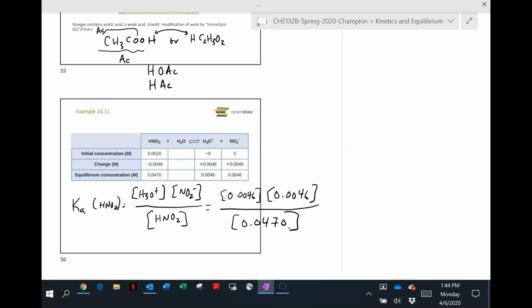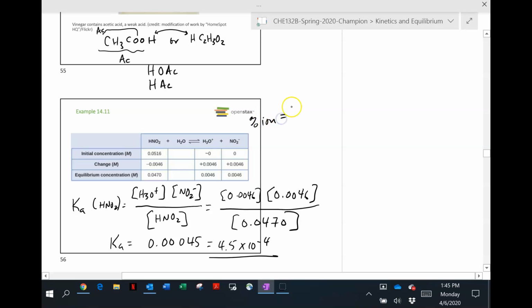0.0046 squared divided by 0.0470, and that comes out to be that Ka is 0.00045, which is 4.5 times 10 to the negative fourth, our Ka for nitrous acid based on the data we have here. If we were going for the percent ionization, we would say 0.0046 divided by 0.0470. So this number and that number times 100%.